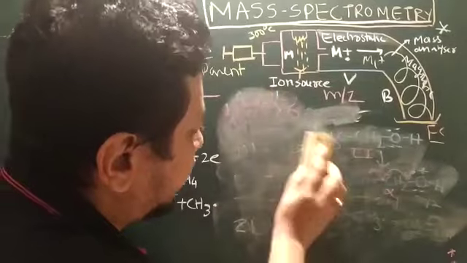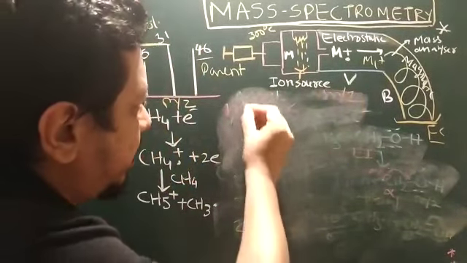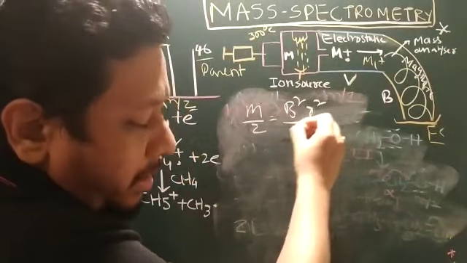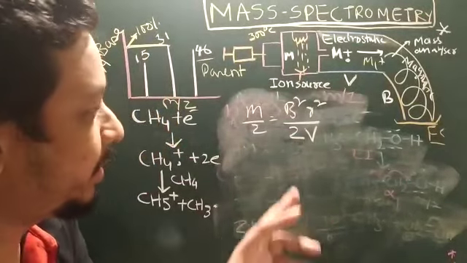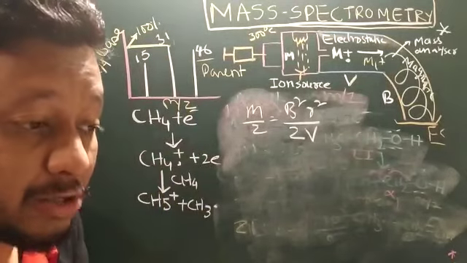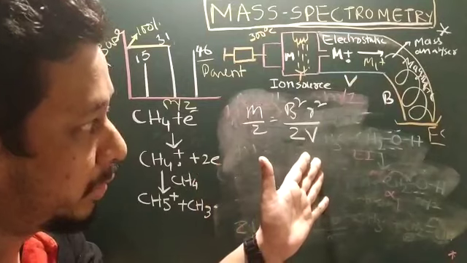Of the compound, m by z is equal to B square r square upon 2V. So with the help of this method, we can find out the molecular mass of each fragment, and you can determine that this molecule is ethanol.